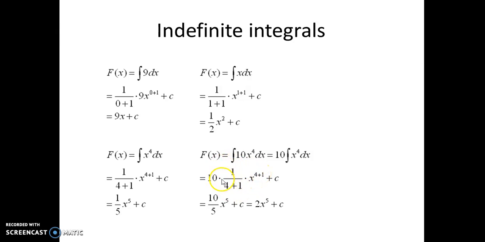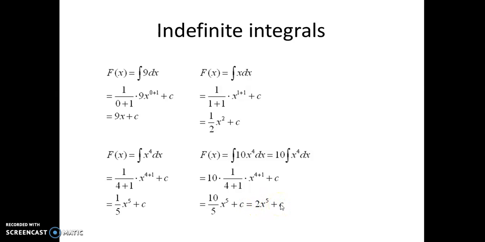Now I can multiply this by the constant k. So therefore, I'm going to have 10 times 1 over 5, which is going to give me 10 over 5 x to the power of 5 plus my constant of integration. That simply gives me 10 over 5 is 2x to the power of 5 plus c.